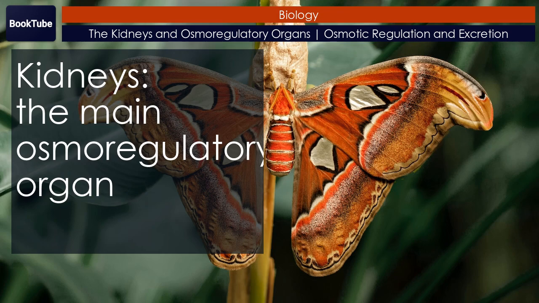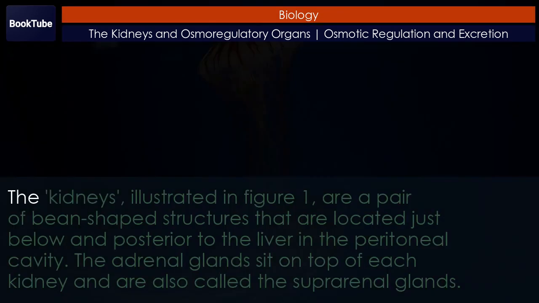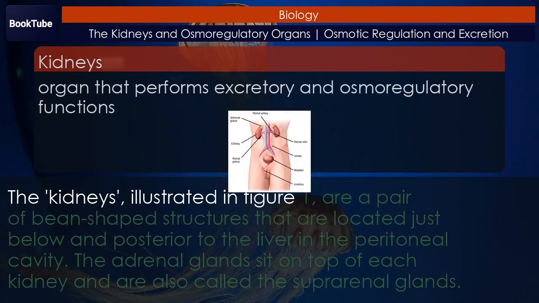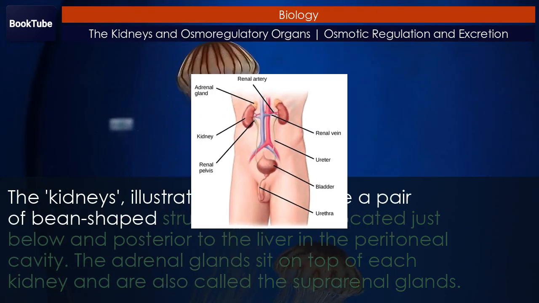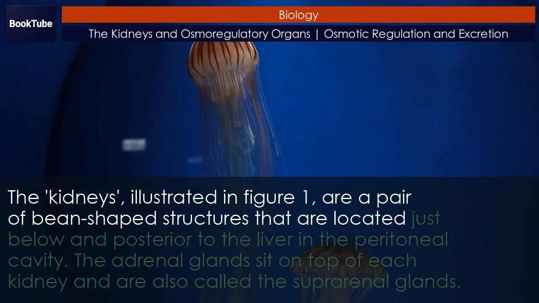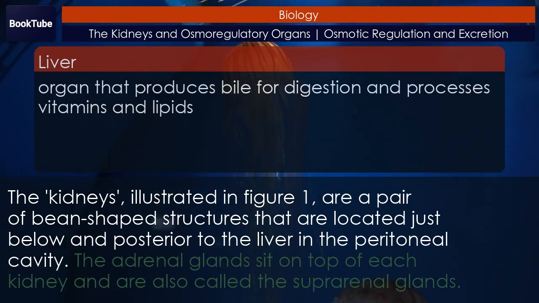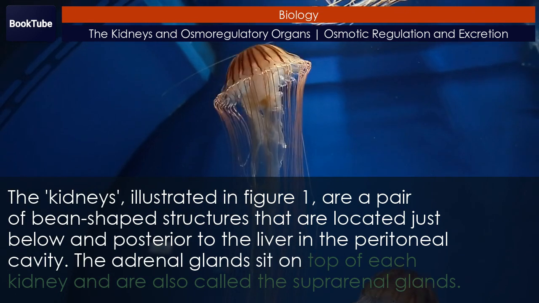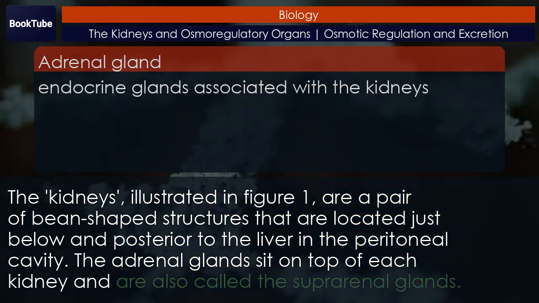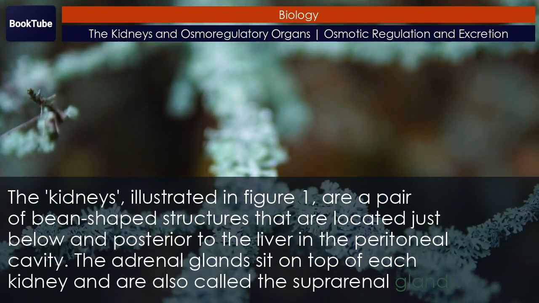Kidneys, the main osmoregulatory organ. The kidneys, illustrated in Figure 1, are a pair of bean-shaped structures that are located just below and posterior to the liver in the peritoneal cavity. The adrenal glands sit on top of each kidney and are also called the suprarenal glands.